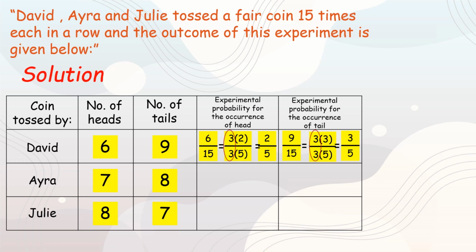Okay. So, while Ira, 7 over 15, experimental probability for the occurrence of tail is 8 over 15. Then, Julie, 8 over 15. Then, the experimental probability for the occurrence of tail is 7 over 15. So, yan po.